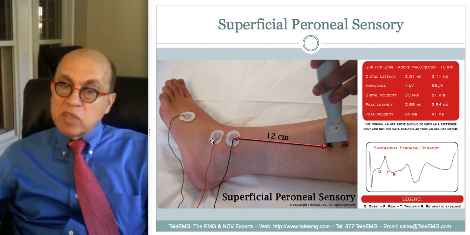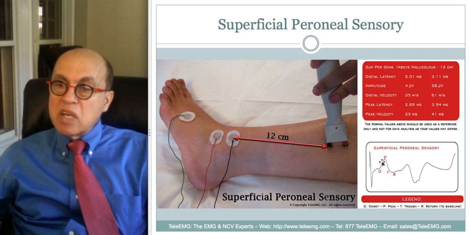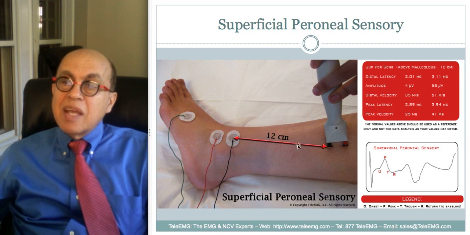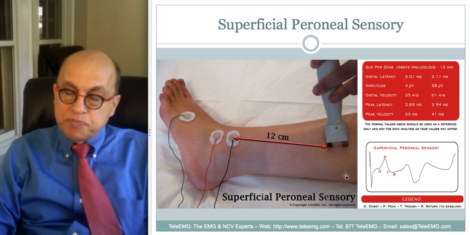We put the reference electrode below it, next to it, and here's the ground, and we'll use 12 centimeters. And again, this is a nice sensory response that you see, O, P, T, and R, and here you calculate the distal latency or the peak latency, and then you divide the distance by these latencies, and you get a conduction velocity. That's the superficial peroneal nerve.